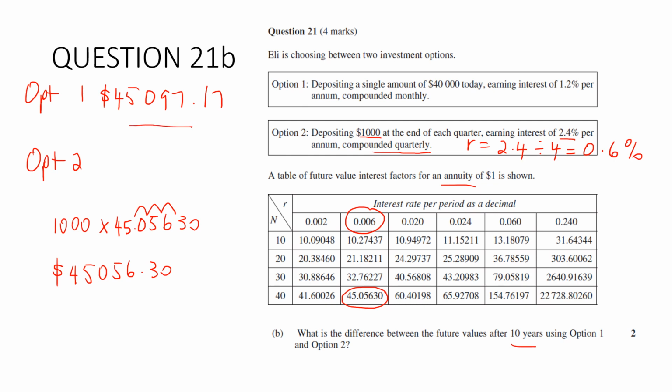What is the difference between the future values using option 1 and option 2? So it's just a simple subtraction, isn't it? Let's look at that number in my calculator. So take away 45,056.3. The difference is $40.87.